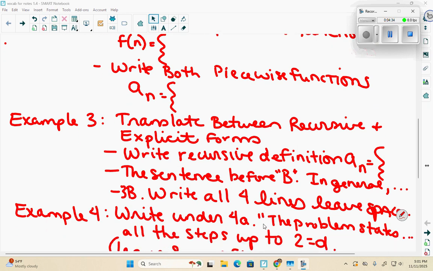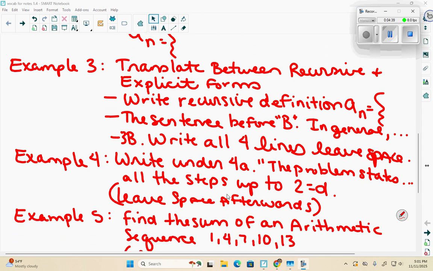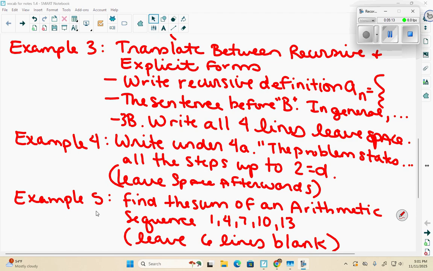Okay, and then now go down to example number 4, which is still on page 33. So right under 4a, you're going to write the problem states that a of 1 equals 18, n equals 5, and a of 5 equals 26. You're going to write all of that, and then all of the steps that are down below it, all the way down to where you see the 2 equals D. That's where you're going to stop. Then you're going to leave some space after that. Again, I would leave about 4 or 5 lines before you go to write this next example.